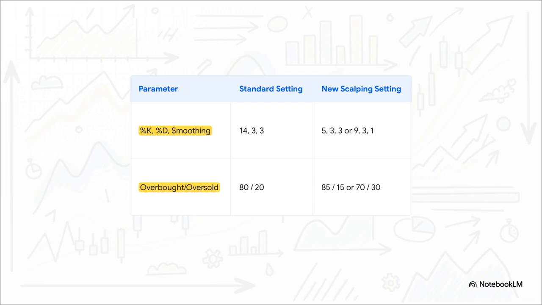And look at the overbought and oversold levels. Instead of the standard 80-20, you can shift to 85-15 if the market's going crazy to avoid false alarms. Or if it's just ranging, you can use 70-30 to catch more of those smaller moves.